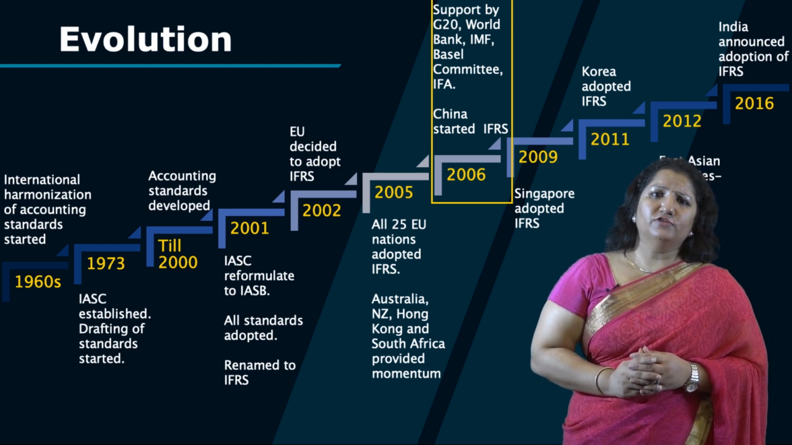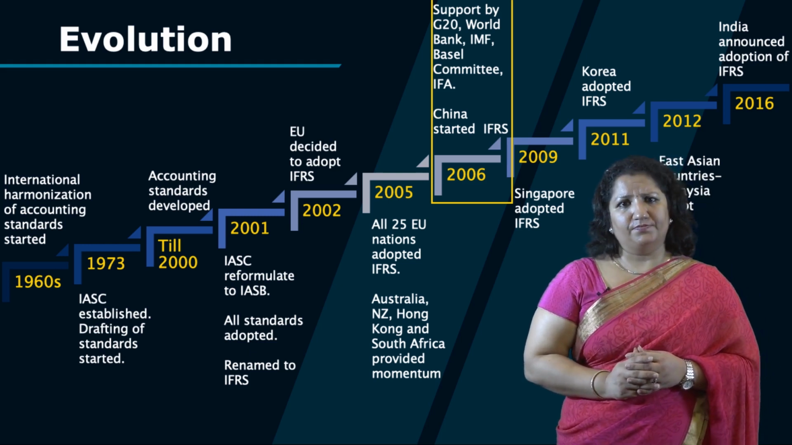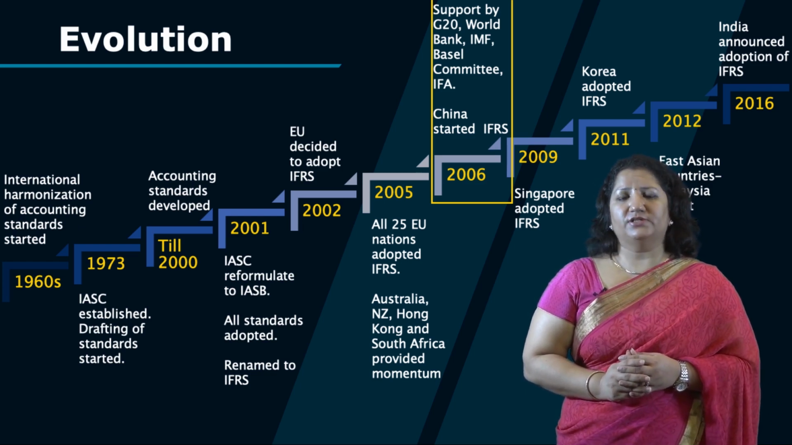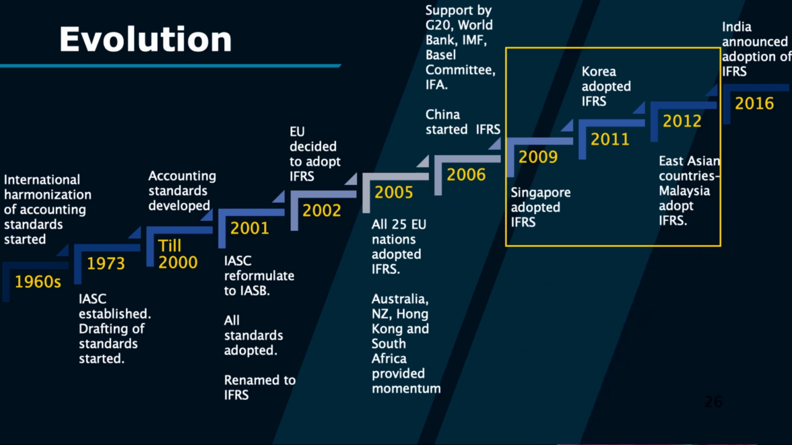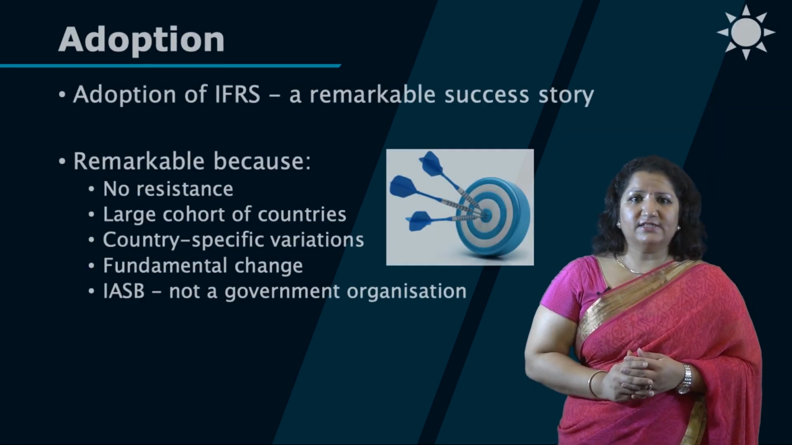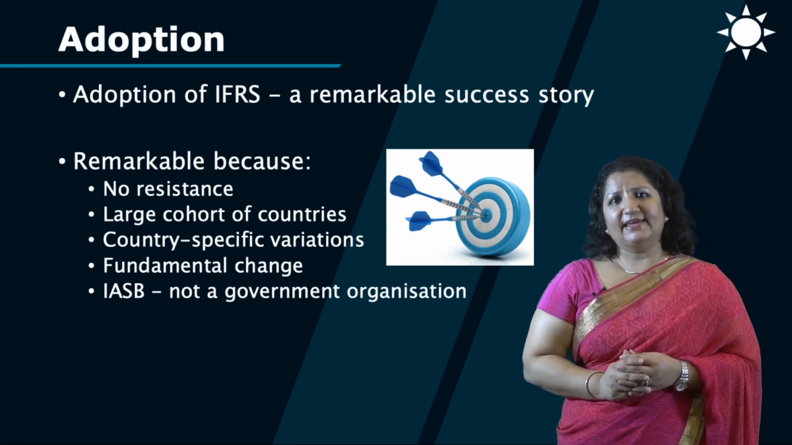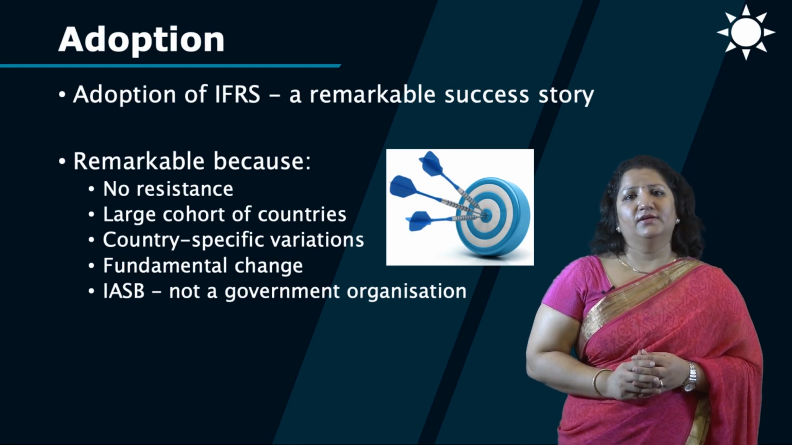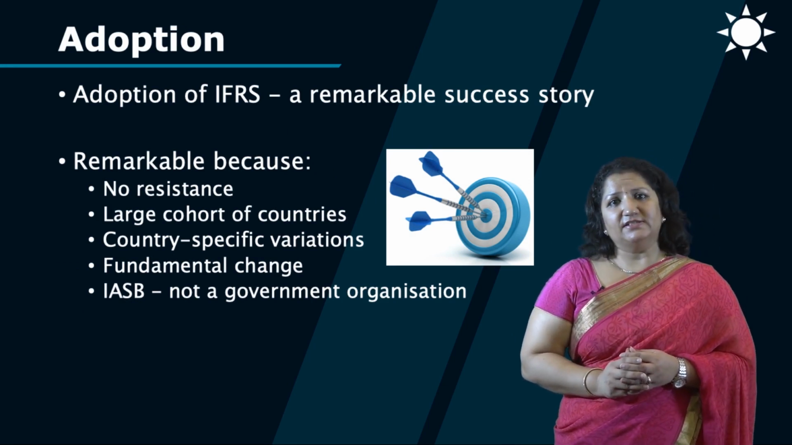China started convergence with IFRS in 2006. Russia and Brazil have also adopted IFRS for all companies whose securities are publicly traded. The East Asian countries such as Malaysia since 2012, Korea since 2011, and Singapore is also going for full convergence with IFRS since 2009. Without any suspicion, adoption of IFRS can be said to be a remarkable success story of international convergence. This convergence was never self-evident.